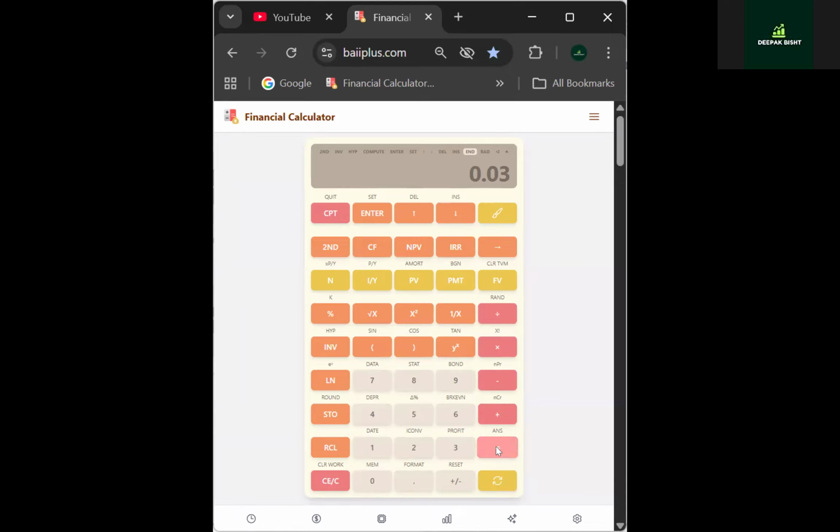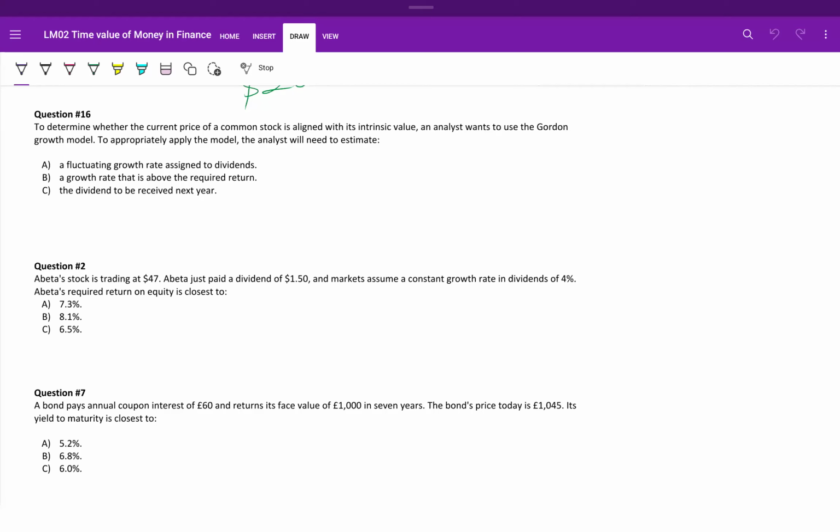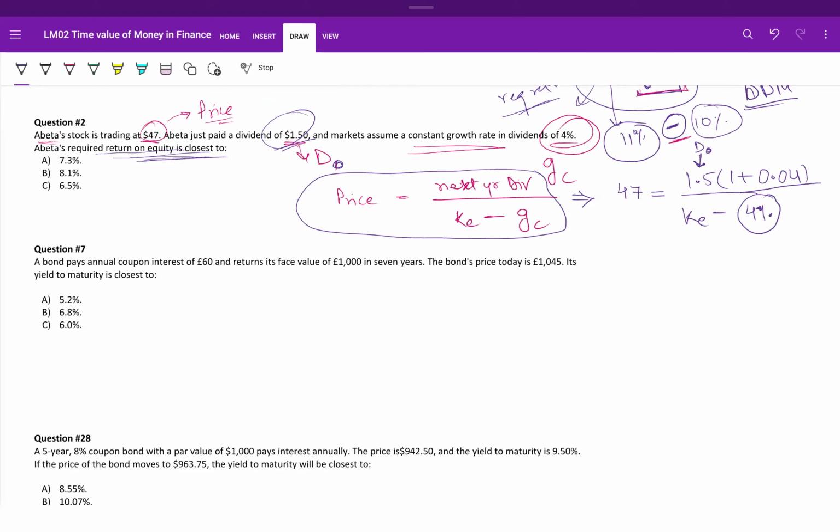Now we subtract the cost of equity. Okay, we add it back 0.04. This is going to give us 0.07. We multiply this with 100 and this is going to give us 7.32. One thing I missed here, I did not rearrange the formula. So this is going to be KE minus 4%, 0.04.